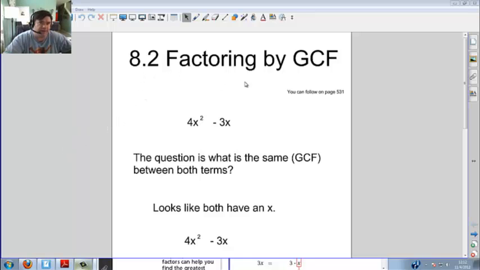Today, 8-2, factoring by GCF, which is greatest common factor. Why it's more fun than winning a game of tic-tac-toe.